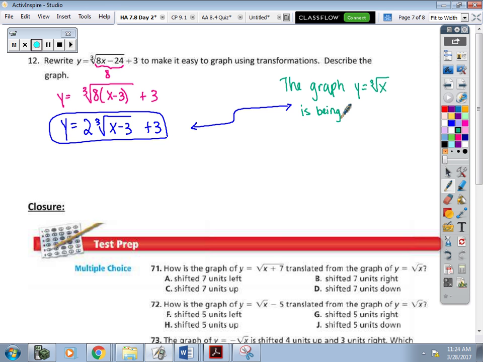Okay, so this is being shifted. The inside tells me 3 units to the right, and the outside tells me 3 units up. So this is being shifted 3 units right and 3 units up, and being stretched by a factor of 2.